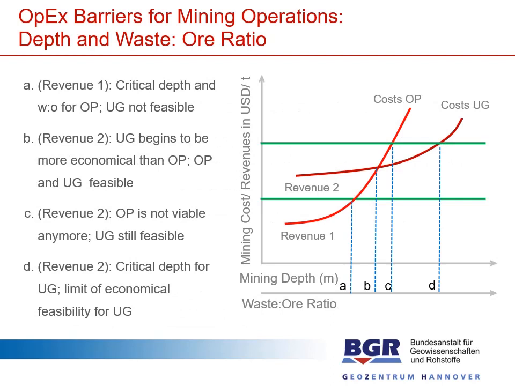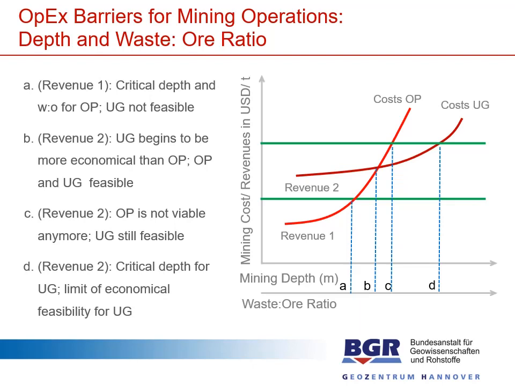On this chart, you can see barriers for mining operations in case of operating expenditure, because this depends on the depth and the waste-to-ore ratio. In green, these are just two examples of revenues you can generate from two mining operations. The revenue is always the same. It's not changing with depth, because we assume that the ore body is homogeneous and has a certain ore value. What is not constant are the mining costs. With depth, the mining costs will increase, because when you do open pit mining, you will increase your waste to ore ratio, and this substantially influences the operating costs.